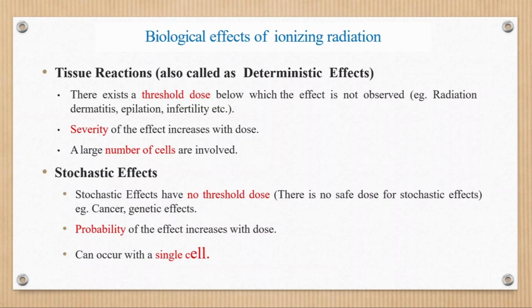Deterministic effect is that in this effect there exists a threshold dose below which the effect is not observed, like radiation dermatitis, epilation, infertility. Severity of the effect increases with dose, and a large number of cells are involved. So deterministic effect, as the name suggests, means that if a person is exposed to a certain amount of radiation dose, which we call a threshold dose, there is a 100% probability that the patient will have cancer or some kind of radiation toxicity. That is called a deterministic effect.